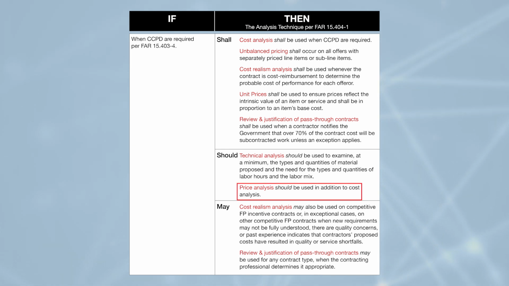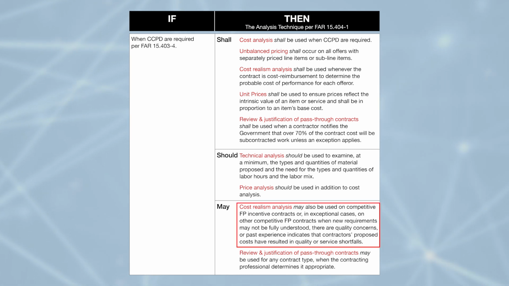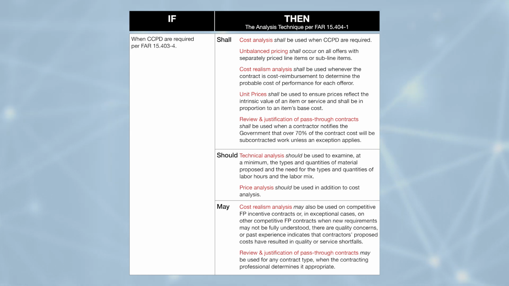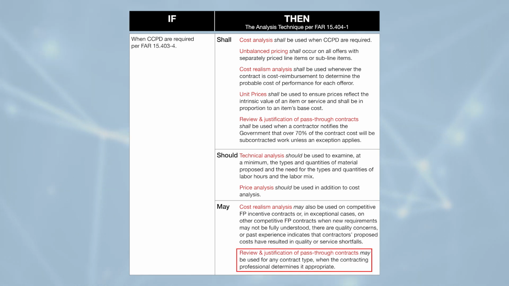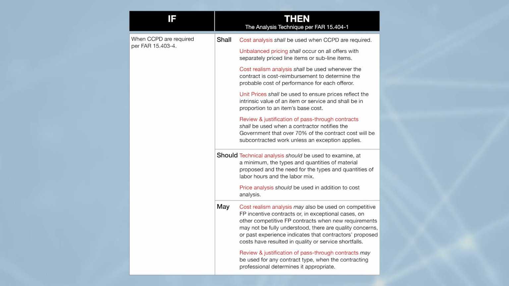Price analysis should be used in addition to cost analysis to verify that the overall price offered is fair and reasonable. Remember, with cost realism, we're only referring to exceptional cases for most fixed price contracts. It is more commonly used for fixed price incentive contracts. You may use the review and justification of pass-through contracts technique on any contract type when the contracting officer determines it appropriate. This may happen even if the expected pass-through will be less than 70% of the total contract.